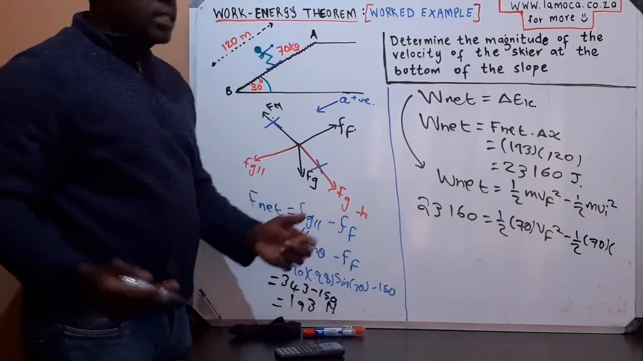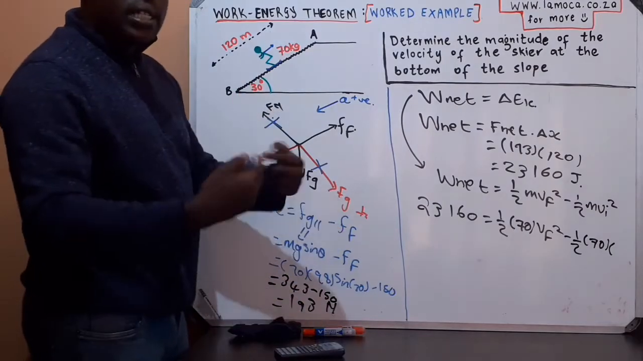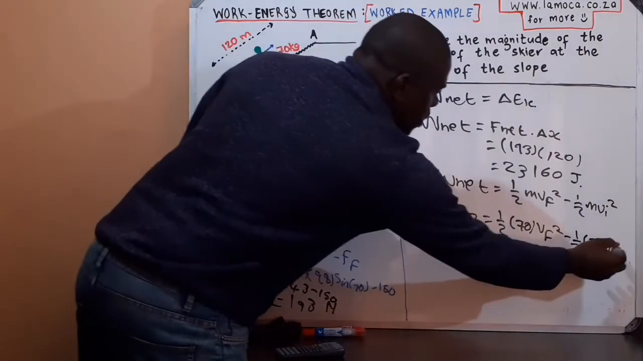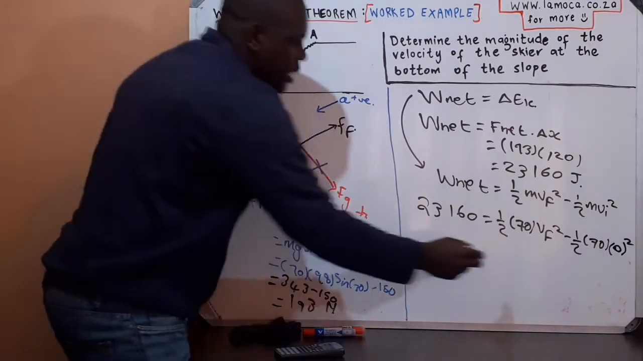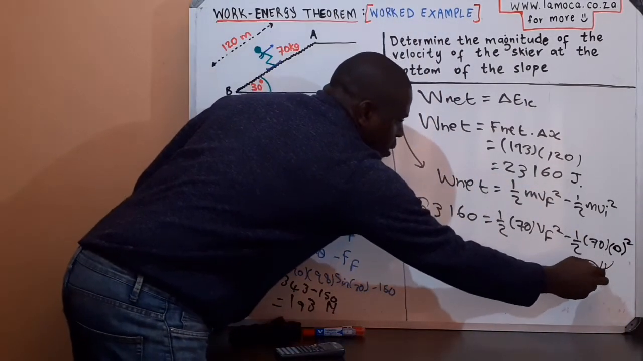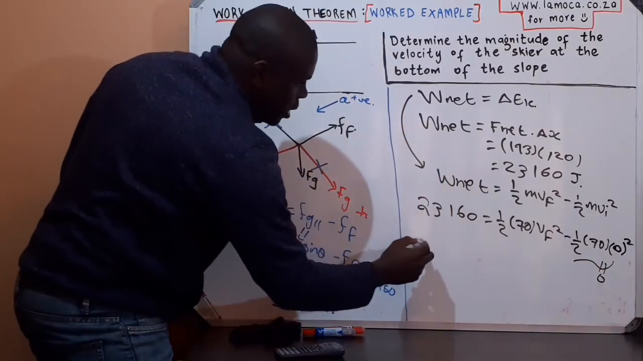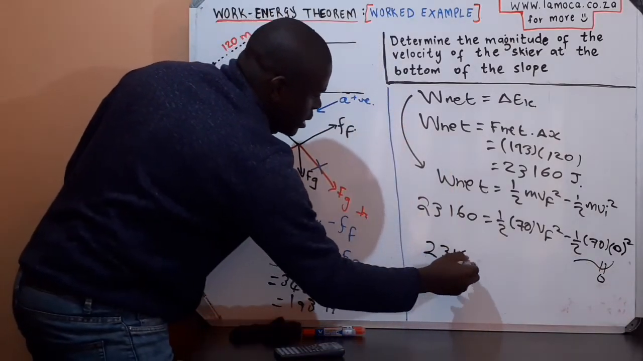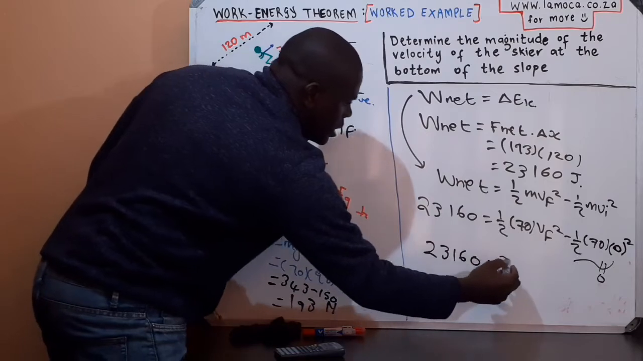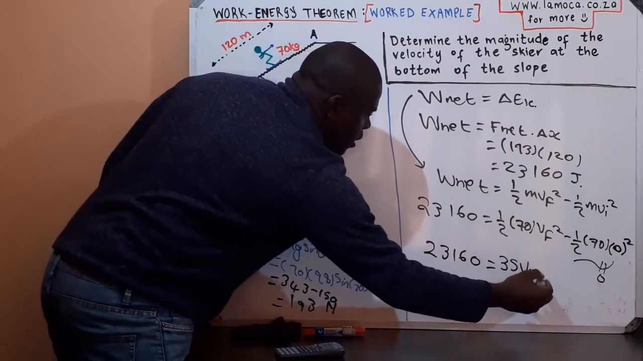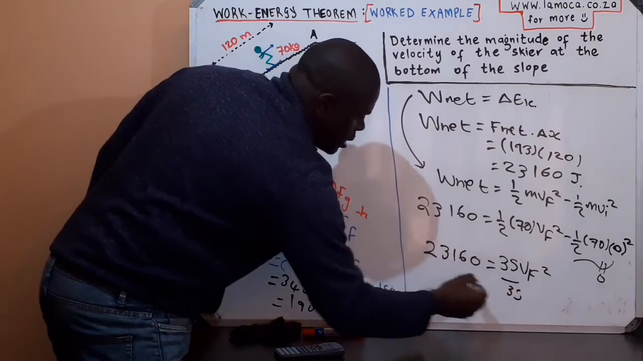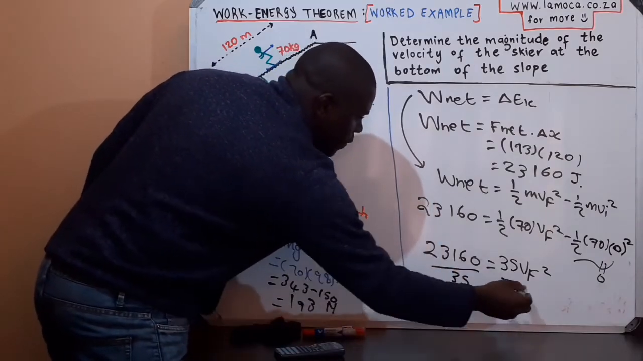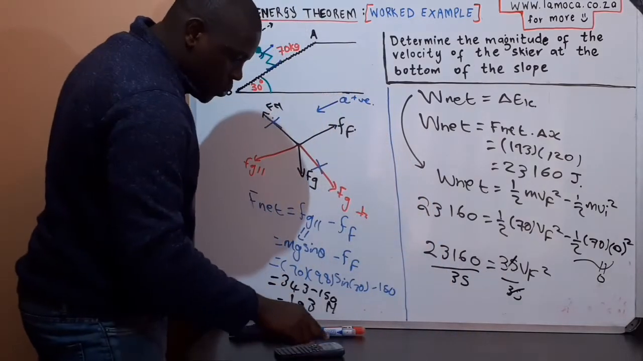Remember, we were told that this skier starts from rest, or he slides from rest. So his initial velocity is going to be 0 squared there. Again, anything times 0 is 0, so this term is gone. So we are left with 23,160. Half of 70 is 35 vf squared. We divide by 35 on both sides.